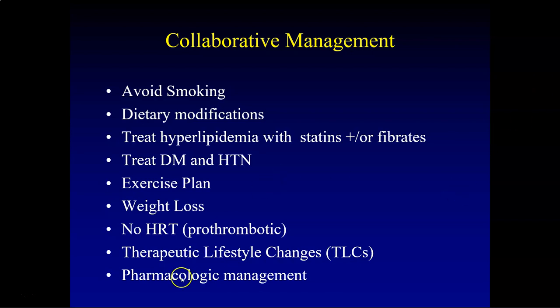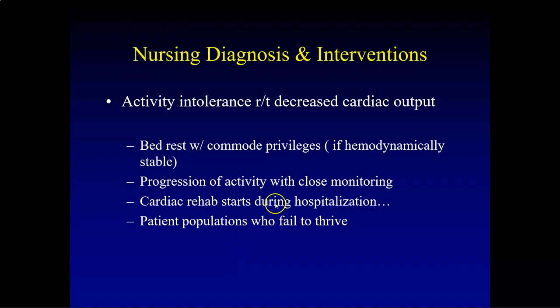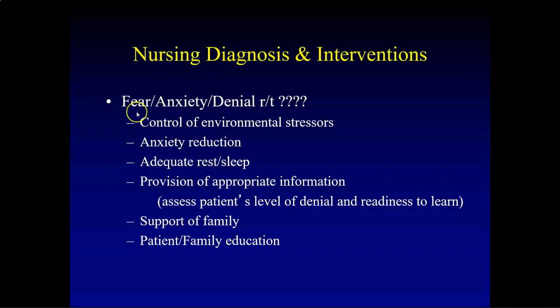And then pharmacological management, and that's where that Brilinta comes into play, the thinner: an antiplatelet aggregator such as aspirin in conjunction with a blood thinner such as Brilinta. Or Xarelto in the long term. Here's your nursing diagnosis and intervention. I'm just going to, again, skim through these. You guys are more than welcome to come back and utilize these case studies. And this one's very real.